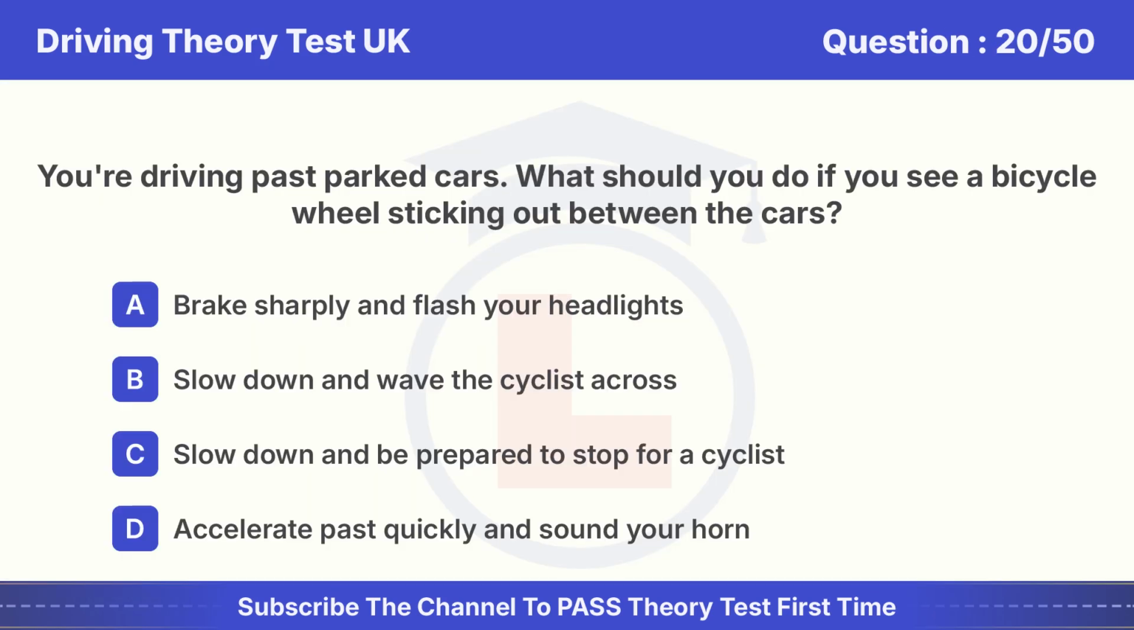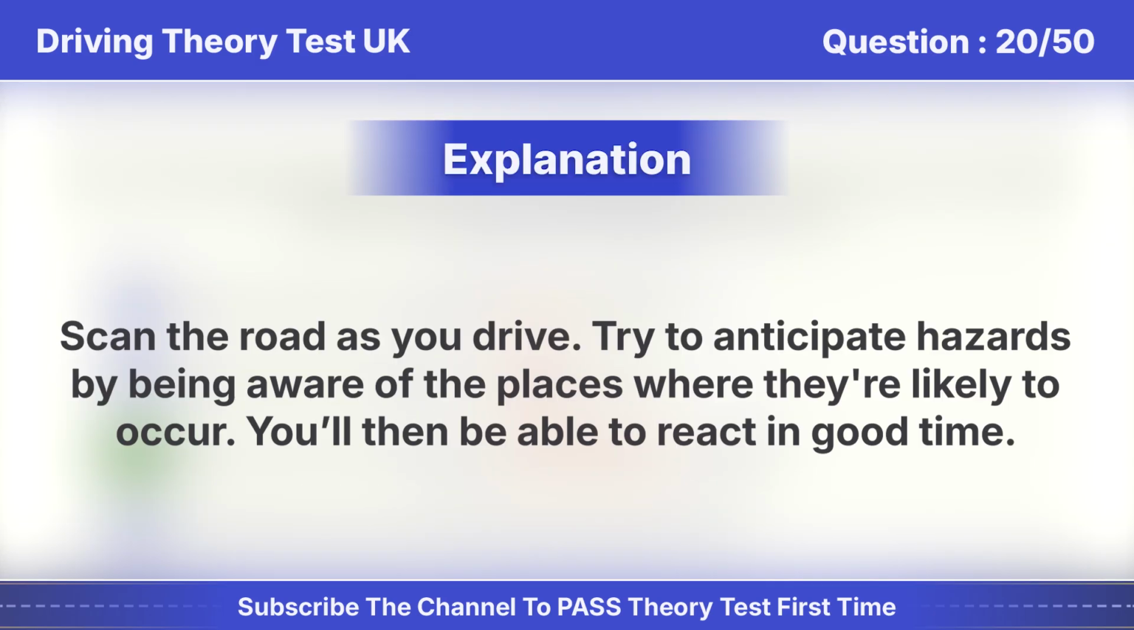Question 20. You're driving past parked cars. What should you do if you see a bicycle wheel sticking out between the cars? Answer is C. Slow down and be prepared to stop for a cyclist. Scan the road as you drive. Try to anticipate hazards by being aware of the places where they're likely to occur. You'll then be able to react in good time.